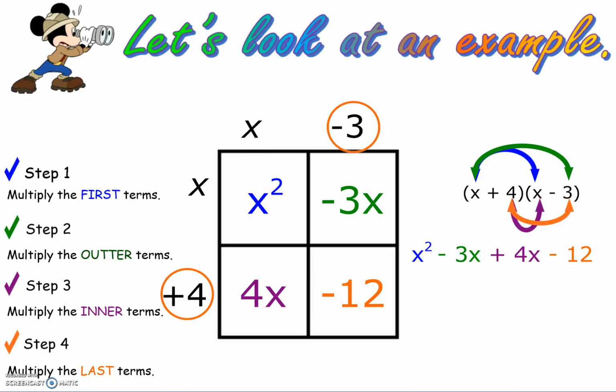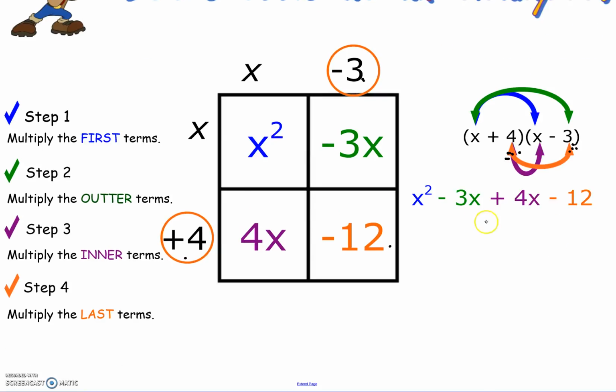And then step 4 is multiply the last terms. That means you're doing the two terms at the very last of both factors. So positive 4 times negative 3 is a negative 12. So all our answers here are right here as well. Now, the last thing we have to do is combine like terms. So we have x squared, and negative 3 plus 4 is going to be plus x, minus 12.